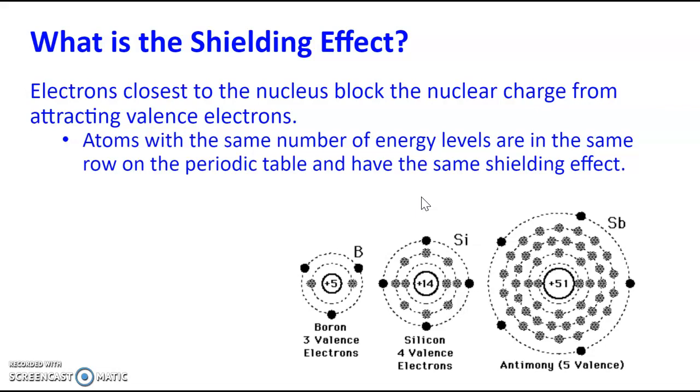And so atoms with the same number of energy levels are in the same row on the periodic table, and so they have the same shielding effect, right? If you look back at your Lewis dot Pogil, they had all those Bohr models drawn, and you could see if you go across the row, there were the same number of circles, and that's because they have the same number of energy levels. So they're going to have the same shielding effect. But if you go down a row, you added another layer, another energy level, and so the shielding effect isn't as strong.